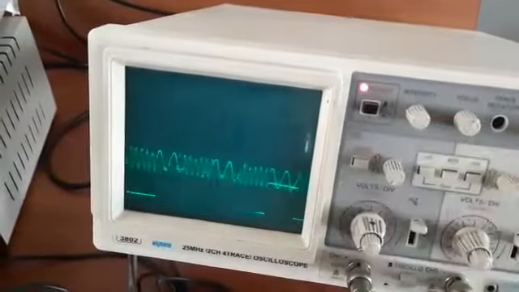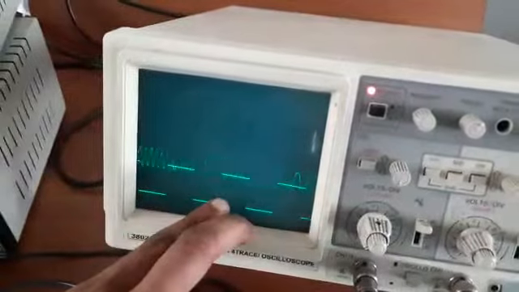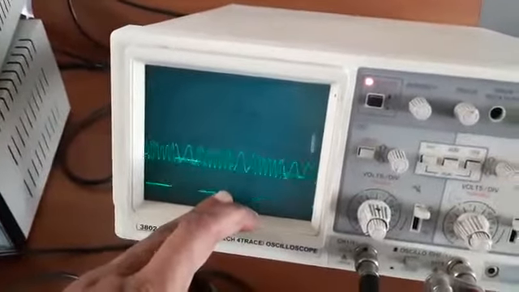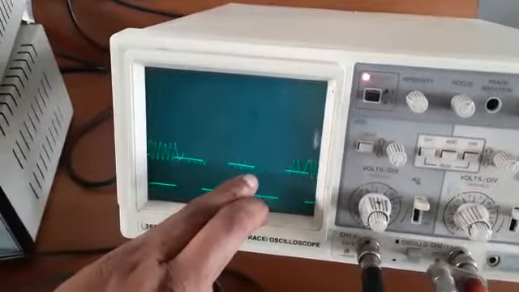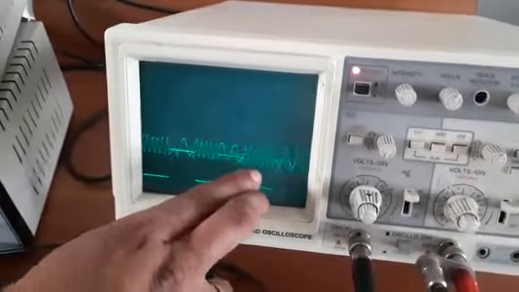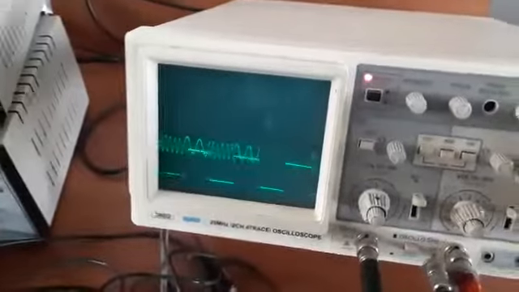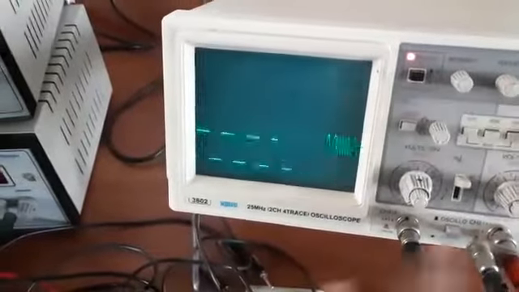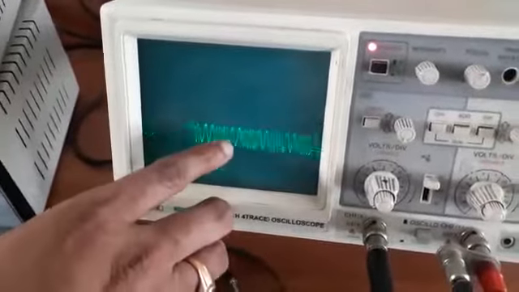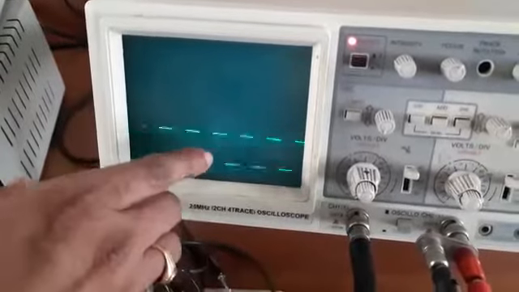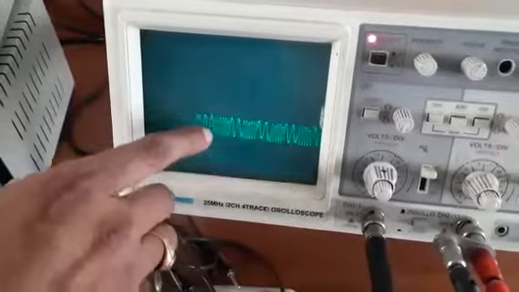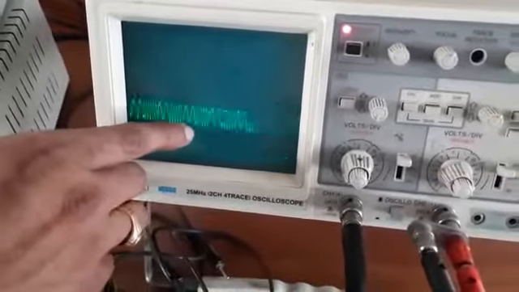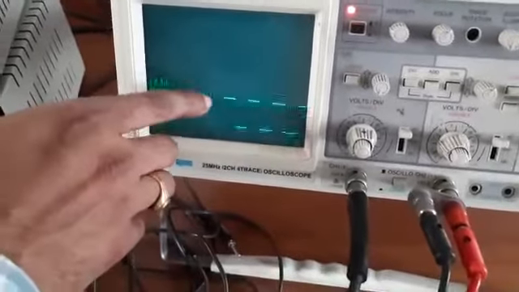As I told, frequency shift keying is a frequency modulation technique in which the carrier signal is transmitted with two different carrier frequencies, one lower frequency and one higher frequency. Data 1 is sent with the high frequency, and for data 0 you get the lower frequency.